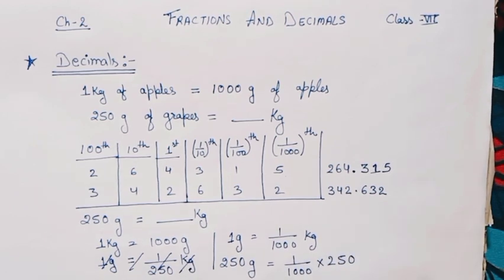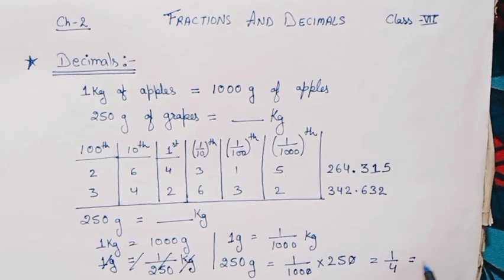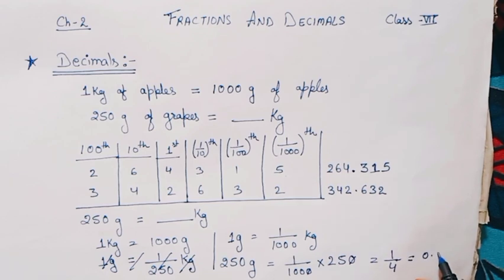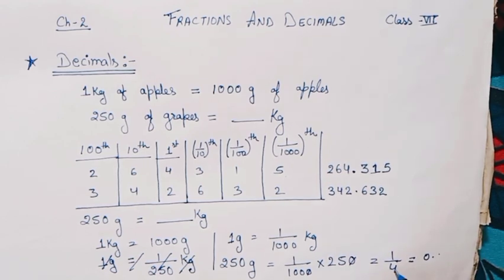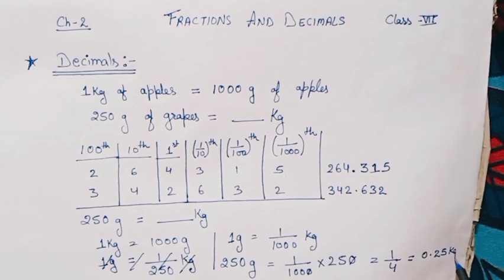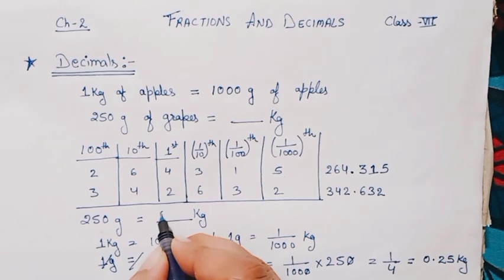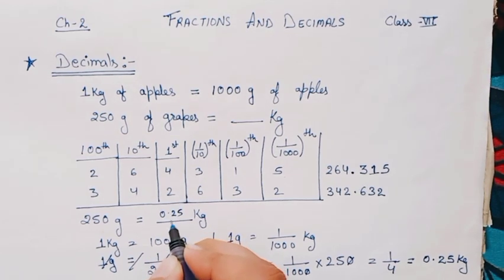On solving this, the 0 will be cut by 0 and that will be 1 upon 4. Then when you solve this, you have 0 point. Divide 1 by 4. So basically you can write it as 0.25 kilogram. That means 250 gram is equal to 0.25 kilograms.